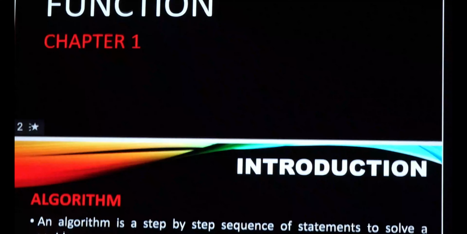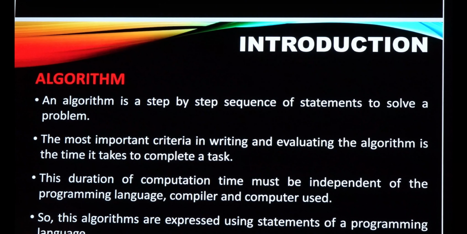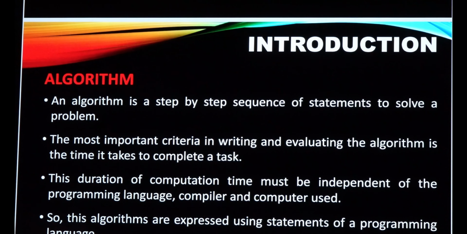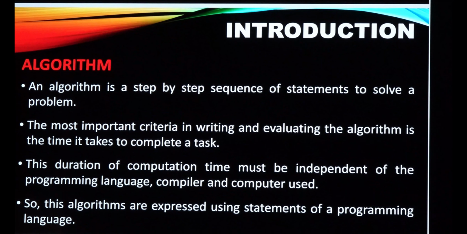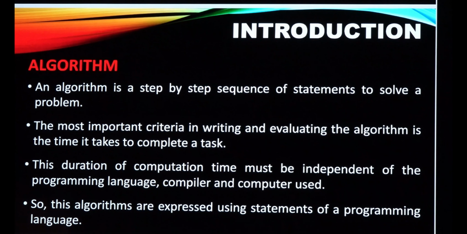What is an algorithm? An algorithm is a step-by-step sequence of statements to solve a problem. The most important criterion in writing and evaluating an algorithm is the time it takes to complete a task. This duration of computation time must be independent of the programming language, compiler and computer used. So these algorithms are expressed using statements of a programming language.